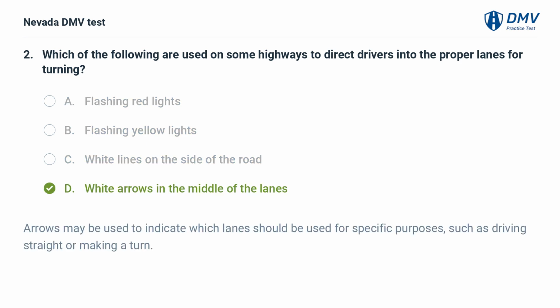D. White arrows in the middle of the lanes. Arrows may be used to indicate which lanes should be used for specific purposes, such as driving straight or making a turn.